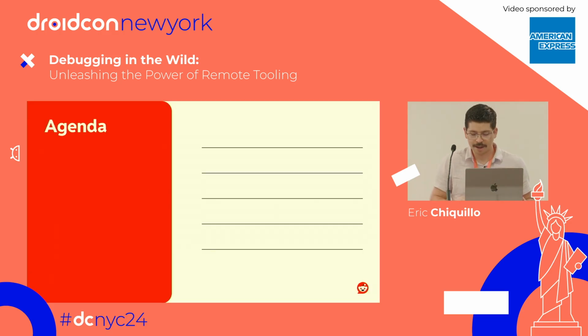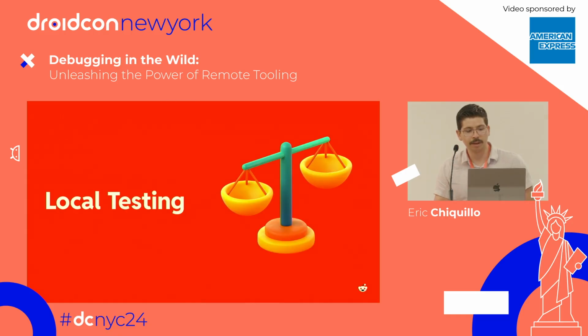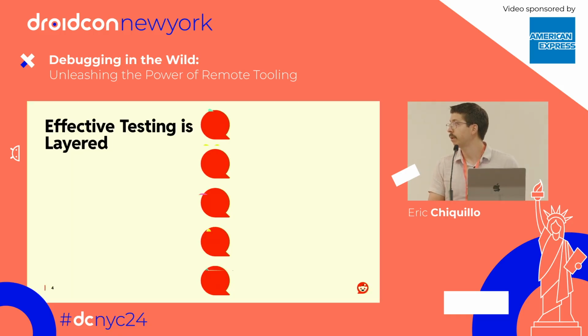Okay, so first I'm going to cover some basics on local testing before you release to production, and then I will give 3 case studies about applying these tips and tricks that I'm going to give through my talk on how I applied them to solve 3 issues, one around JSON migration, one fixing a crash, and the last one was integrating with Chrome custom tabs. And then finally, I'll talk about what's next for us at Reddit. So cool. First, local testing.